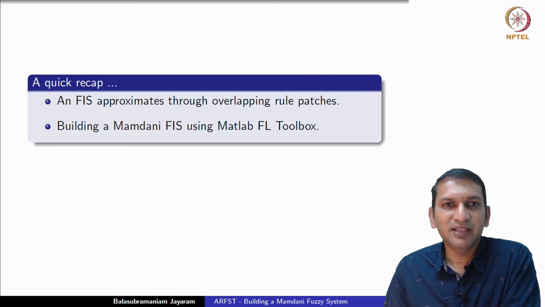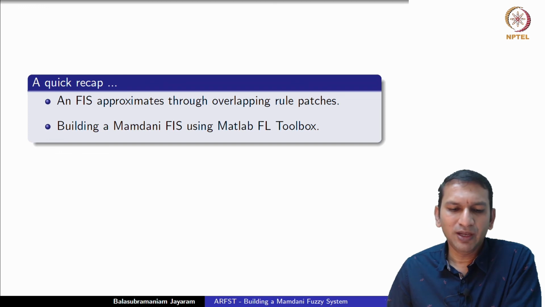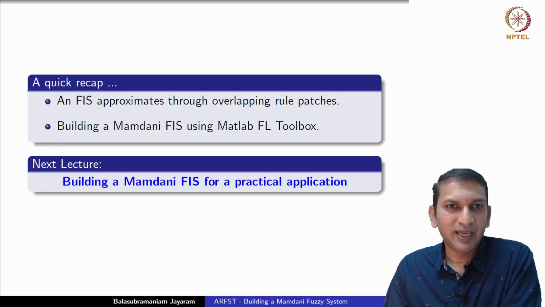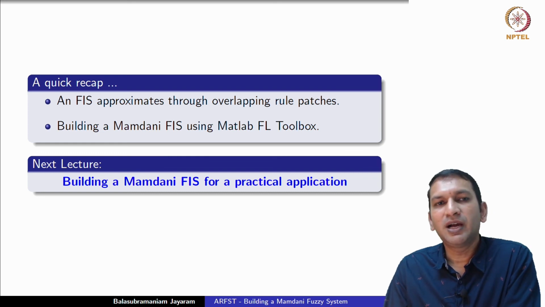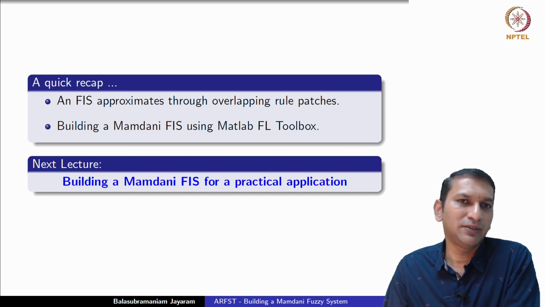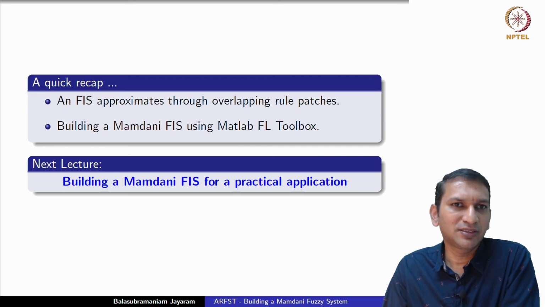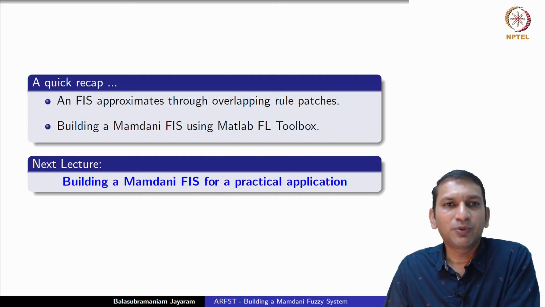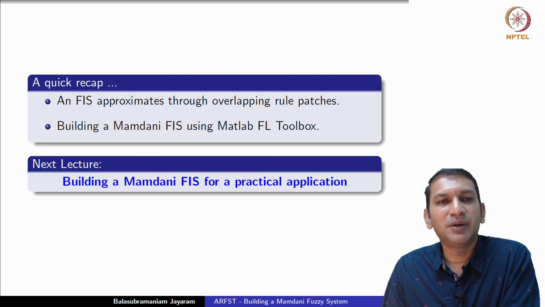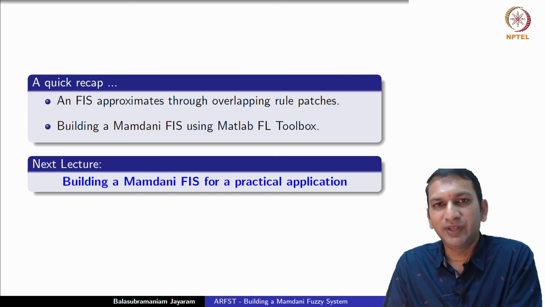We will see in the next lecture one particular case where we will take a practical application and show how to build a Mamdani fuzzy inference system for that. For this, we will take the case of enhancing the contrast in a given grayscale image, and we will see how we obtain the qualitative nature of the system function that we are trying to approximate, and using that, how we build a Mamdani fuzzy inference system. This is what we will take up in the very next lecture itself.